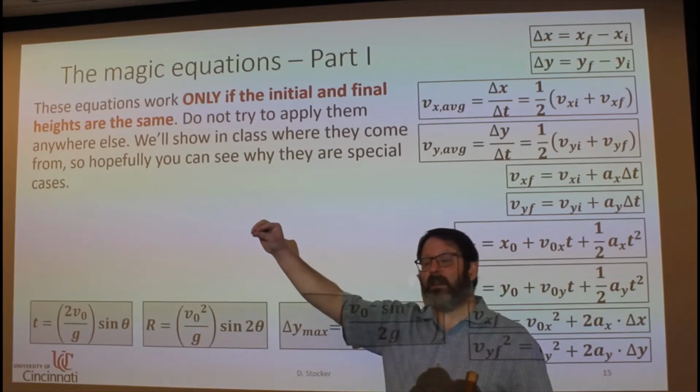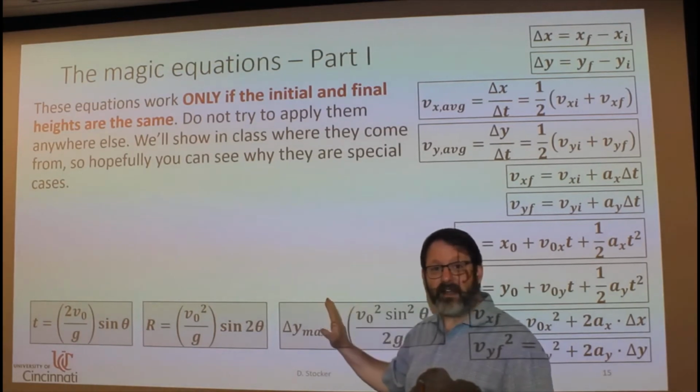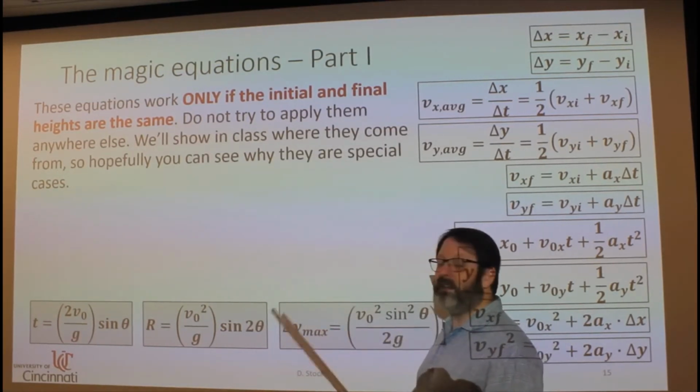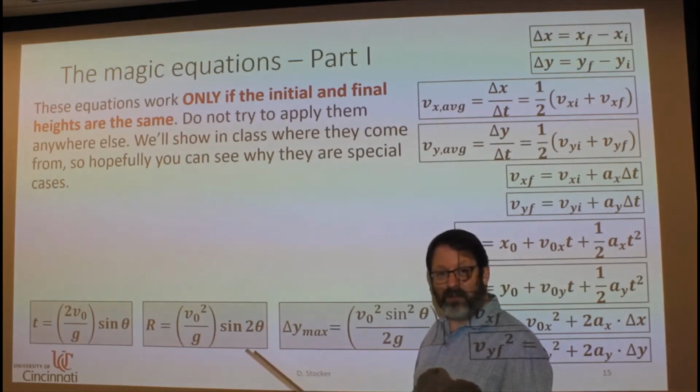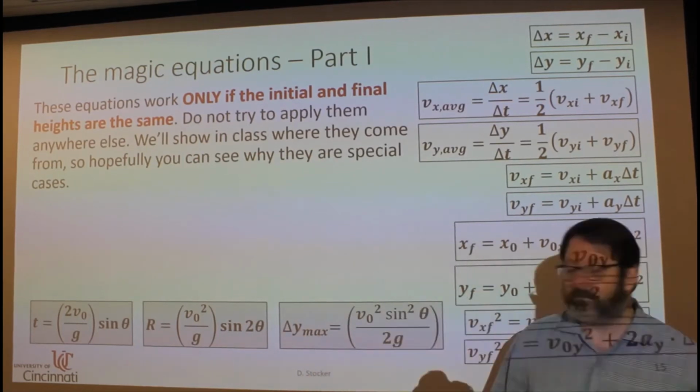If you start up here and end at a lower point, or if you start low and end high, they're not valid. If you have air resistance, they're not valid. So these are true only for projectile motion, no air resistance, if initial and final heights are the same.